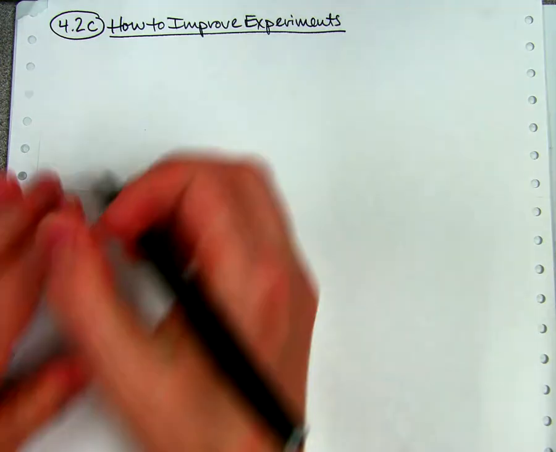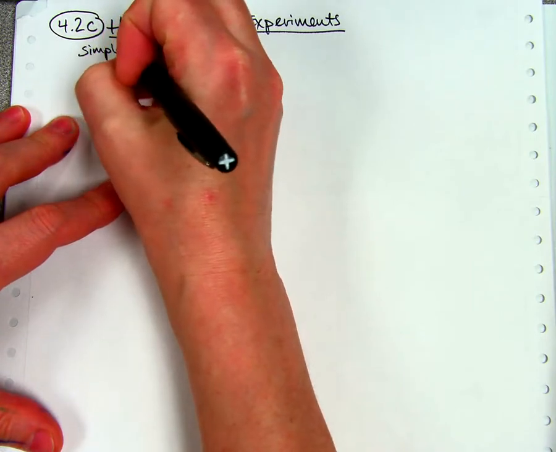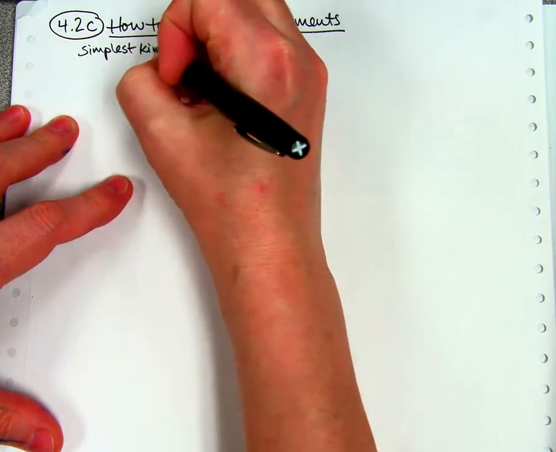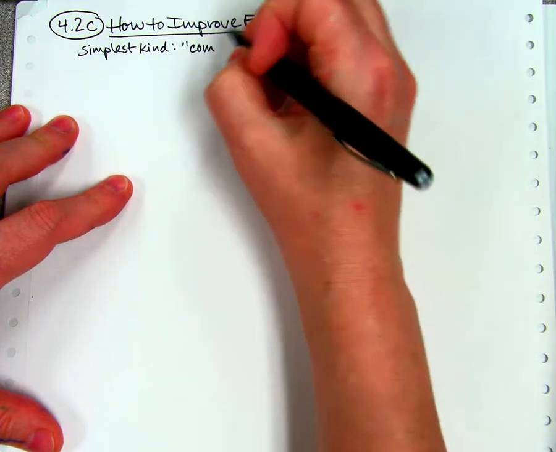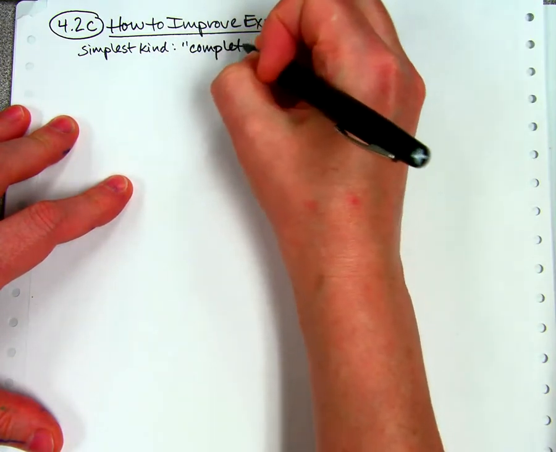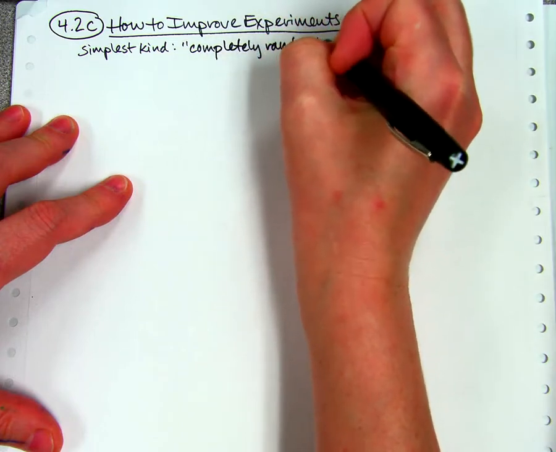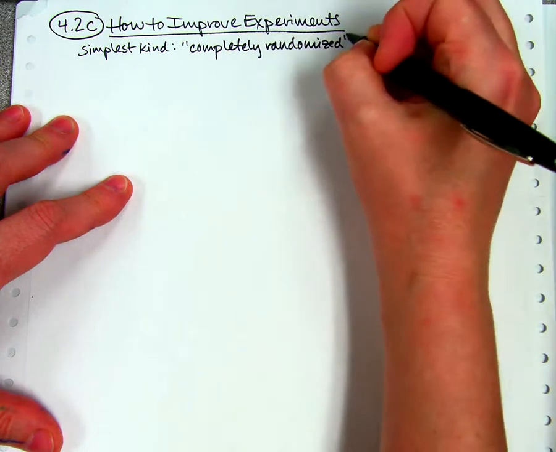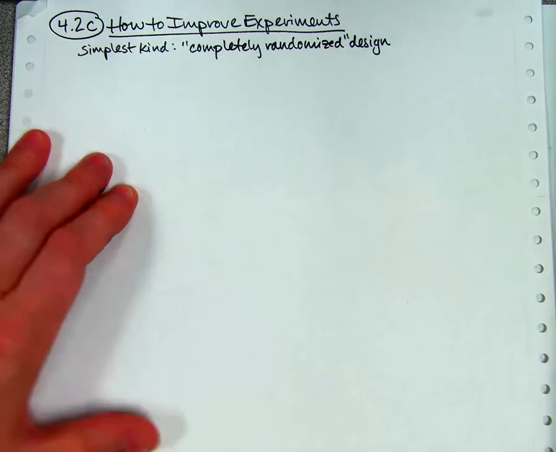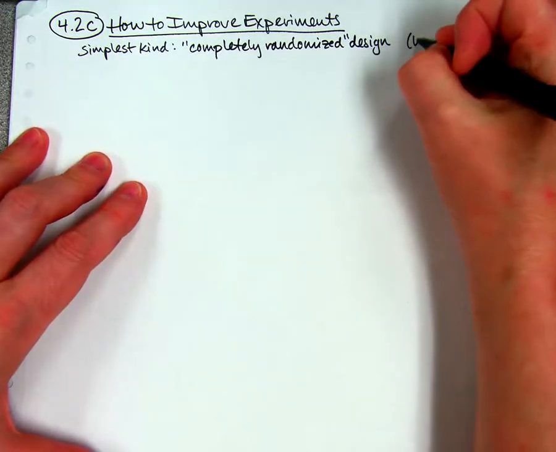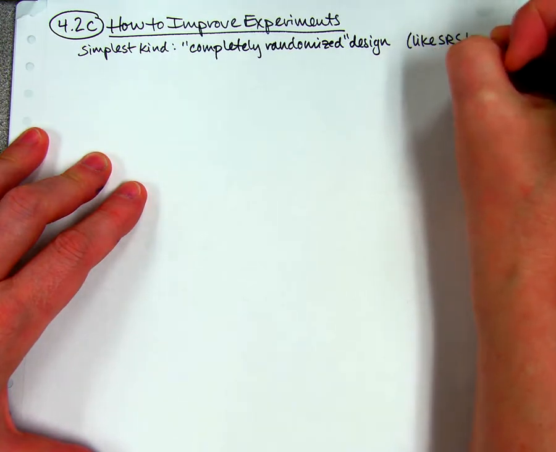So I want to remind you of what we've done so far. We've done the simplest kind of experiment only, which is called the completely randomized design, or completely random, either way. And the completely randomized design is kind of like an SRS, except it's for experiments instead of samples.